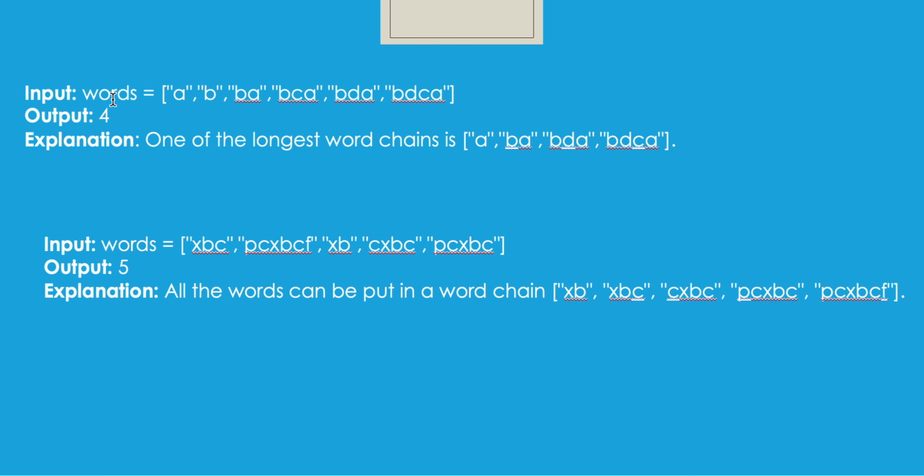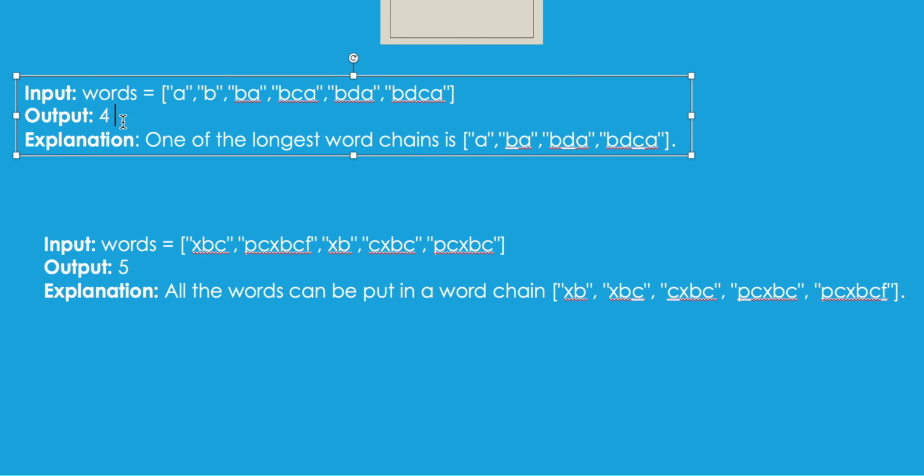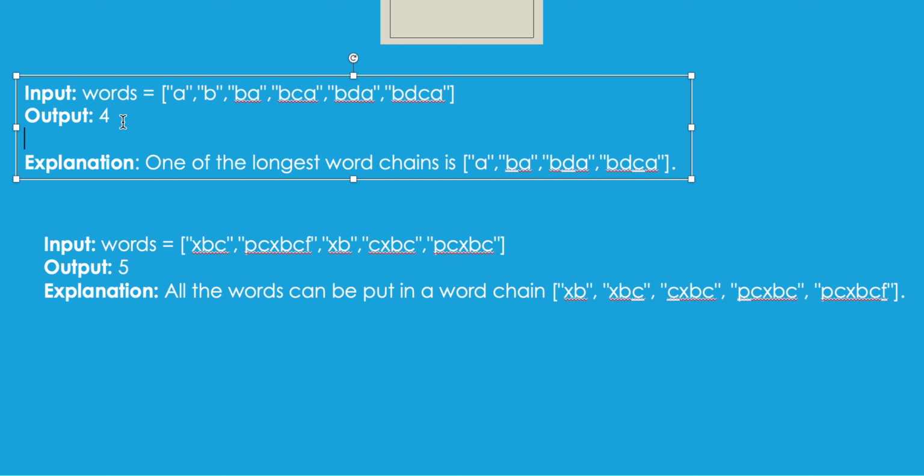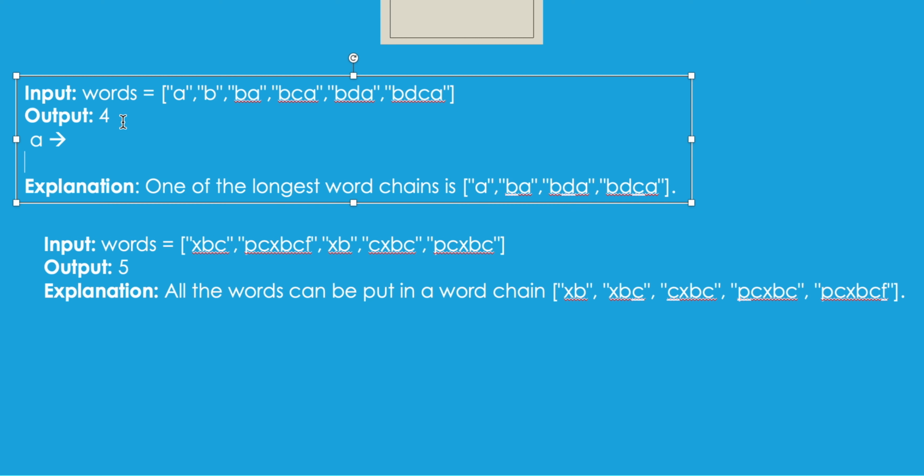Example, here input given is an array of words A, B, BA, BCA, BDA, BDCA. Output here will be 4. Let's see how it's been formed. Here in output sequence, first word will be A, then we'll insert B and it will become BA. We could see BA is present in the array.